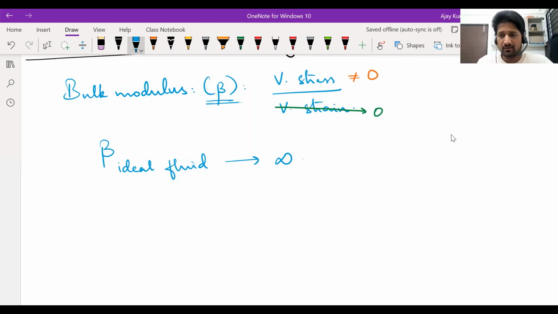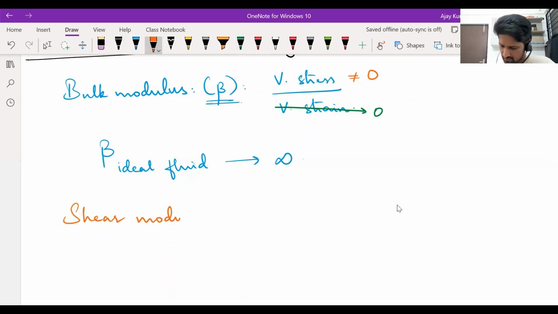Remember, modulus of elasticity, whether it's Young's modulus, shear modulus, or bulk modulus, tells you how difficult it is to deform that material. So the bulk modulus of an ideal fluid being infinite means it is infinitely difficult to compress an ideal fluid. And that is what we discussed about ideal fluids. They are incompressible. So that's why the bulk modulus is infinity, or tends to infinity, you can say. Okay, next.